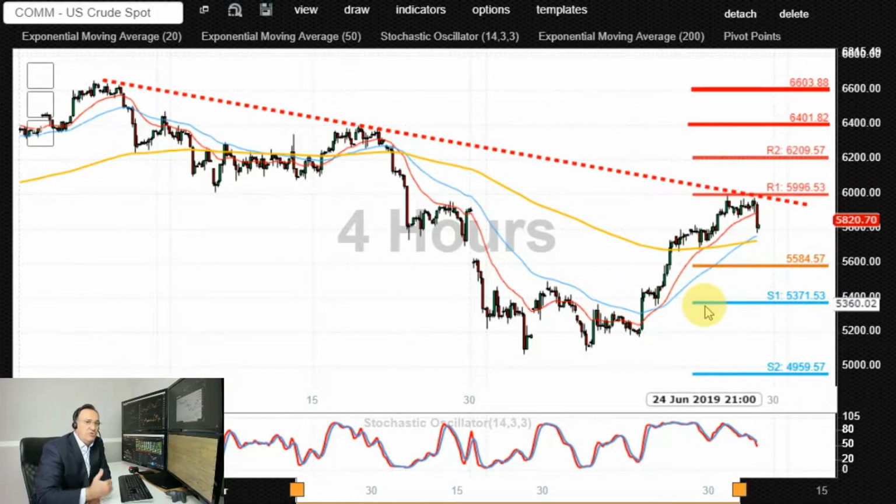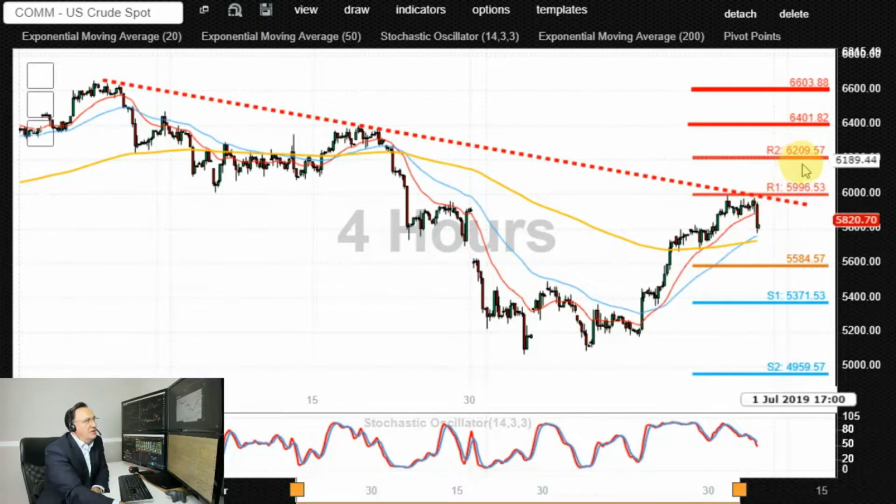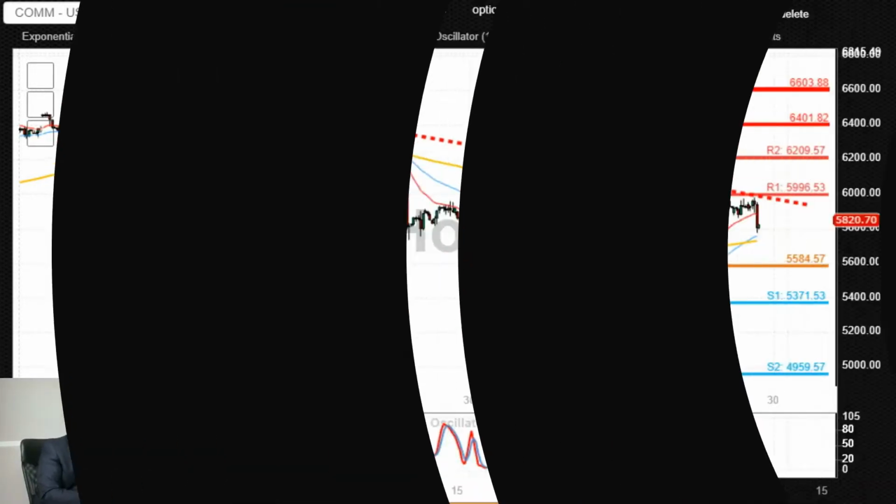Alternatively, a bullish reaction to an extension in production cuts. We could see a breakout, an end of day close above $60 per barrel. In that case, we could see a short squeeze and a spike higher towards 62, 64, possibly even 66 to the upside.